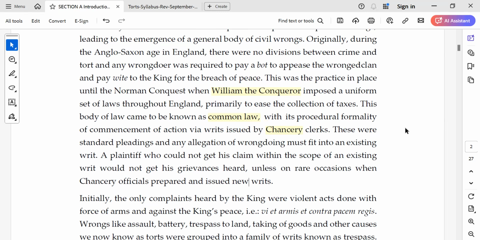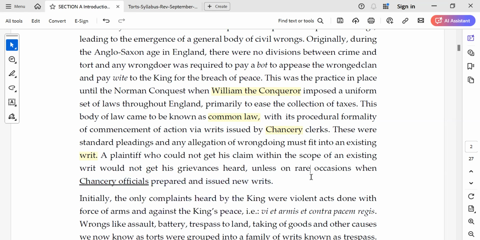Then these were the standard pleadings, and any allegations of wrongdoing must fit into an existing writ. So regarding writs, we have to learn what writs were available for tort liabilities. A plaintiff who could not get his claim within the scope of an existing writ would not get his grievance heard, except on rare occasions when chancery officials prepared and issued new writs. As I said, they have discretionary power and prerogative power. They can give this. Okay, whatever.